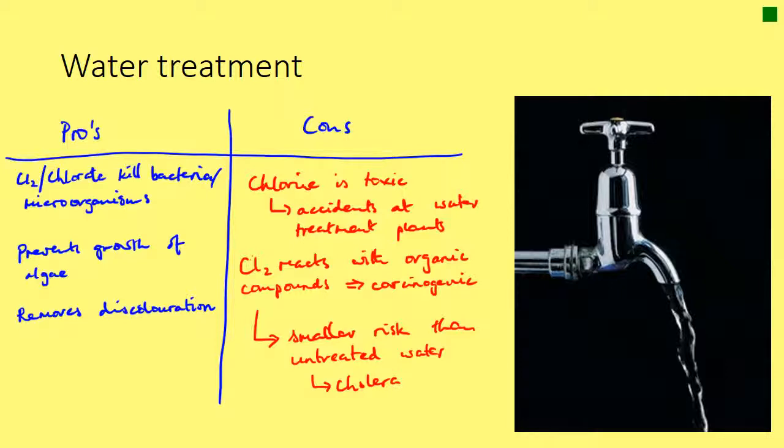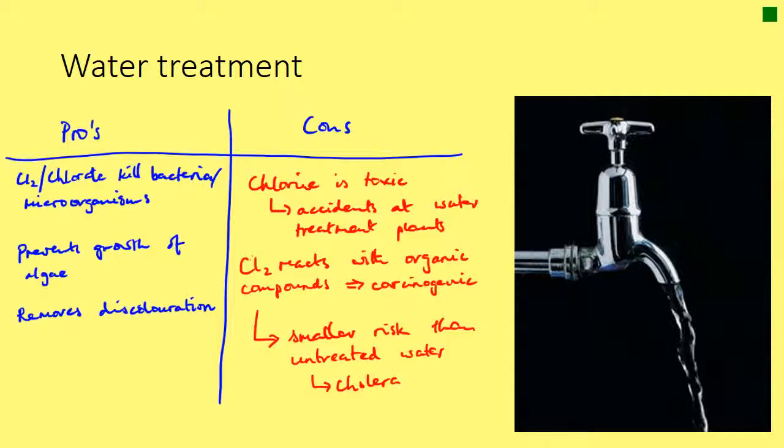Okay, so the first thing is to realise that the chlorine or chlorate ions kill bacteria and microorganisms that might otherwise cause disease. And that's the main reason why chlorine is added to water.